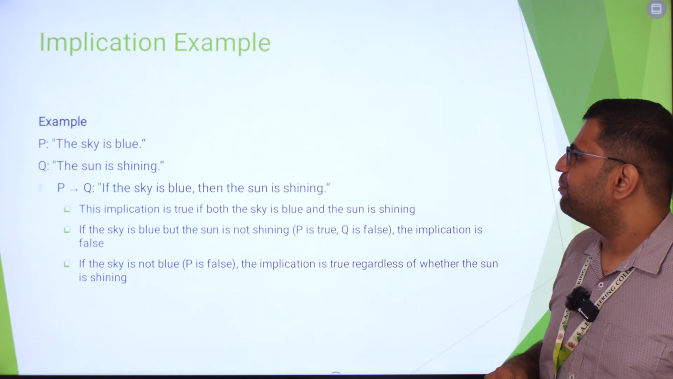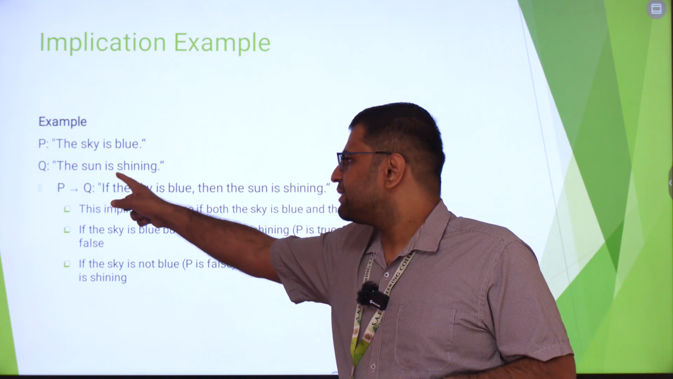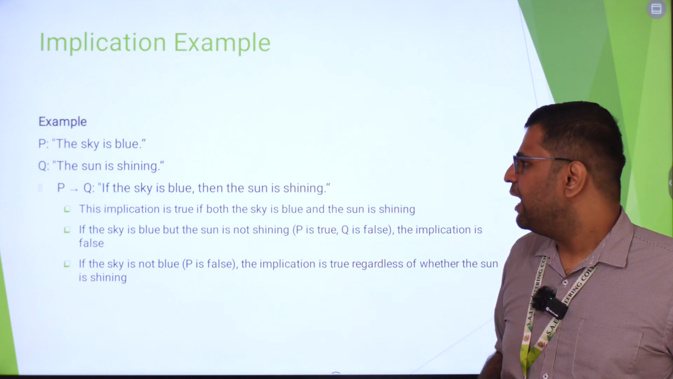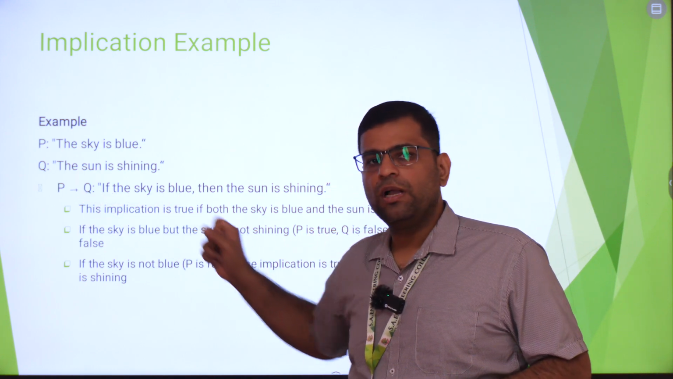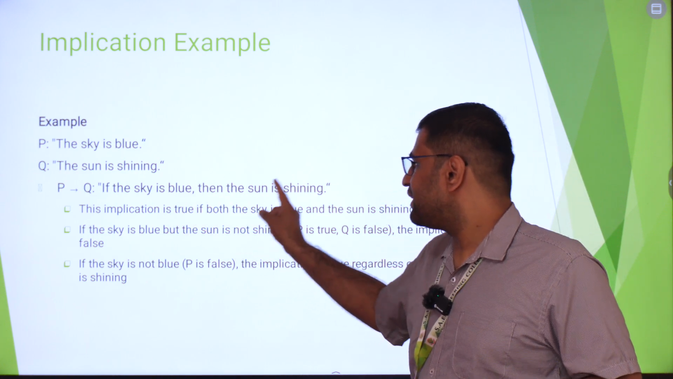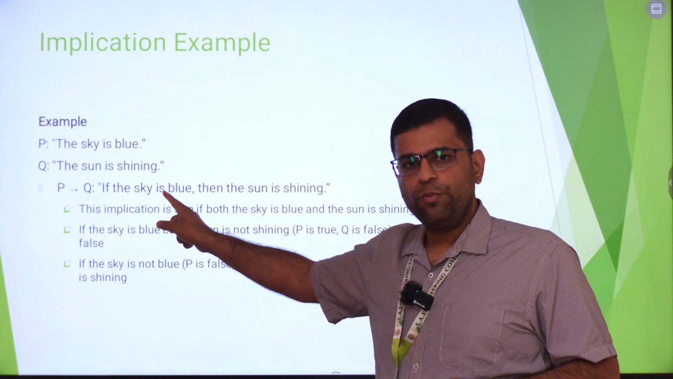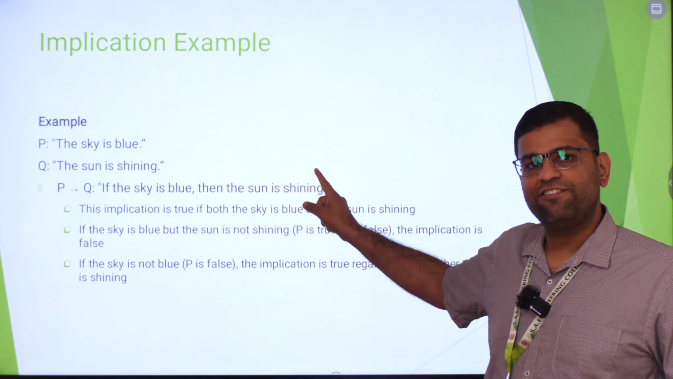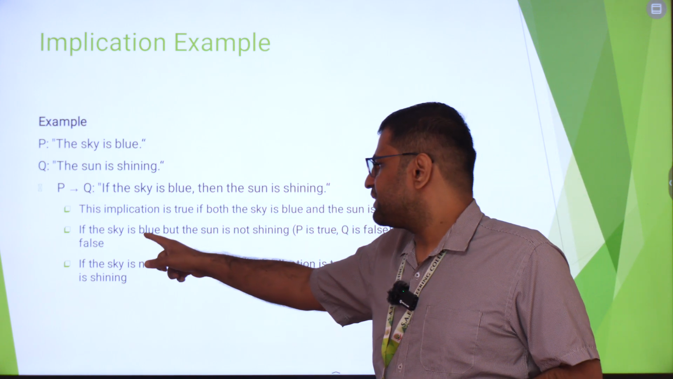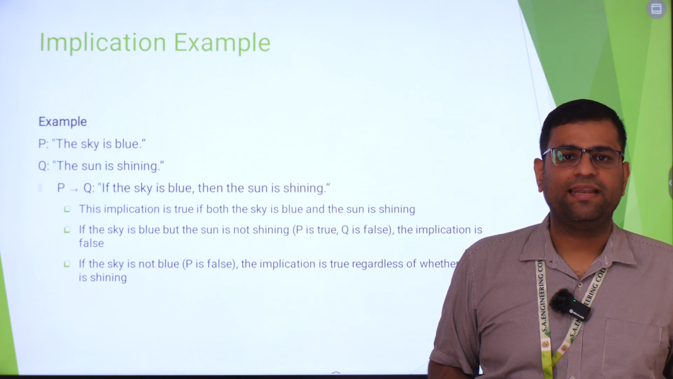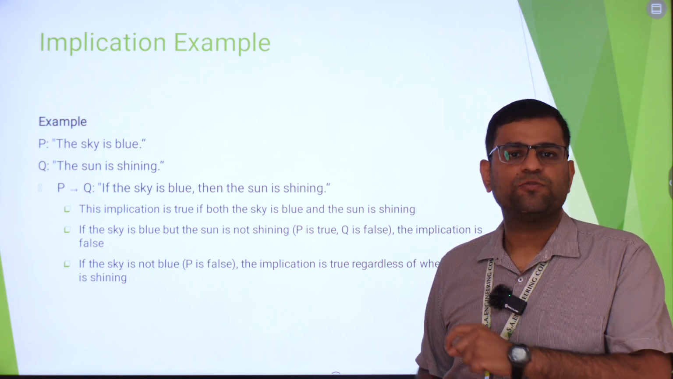We'll see GATE questions regarding this implication. Let's see an example here. We have the proposition P, the sky is blue, and Q, the sun is shining. So there are two propositions, and P implies Q means if the sky is blue, then the sun is shining. We have three scenarios here. If the sky is blue is true, then it will check whether the sun is shining. If this is true, then both are true and the entire expression becomes true. If the sky is blue but the sun is not shining, this is the only place where the entire expression is false.